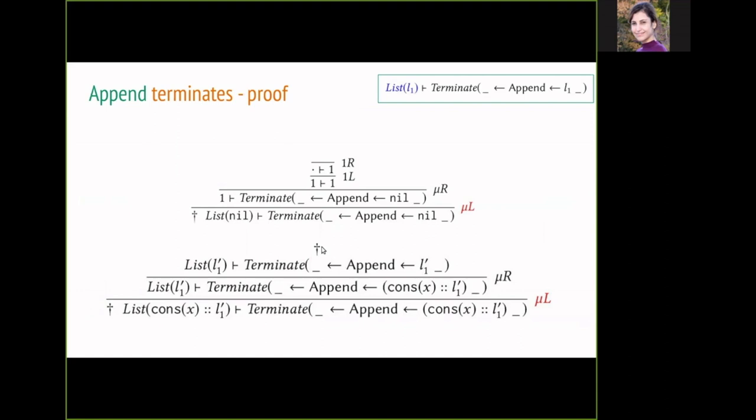And we know that this derivation is a proof because this mu left occurs here in the circle. So the validity of this recursive call is ensured by the mu left rule that breaks down the definition of a list here.